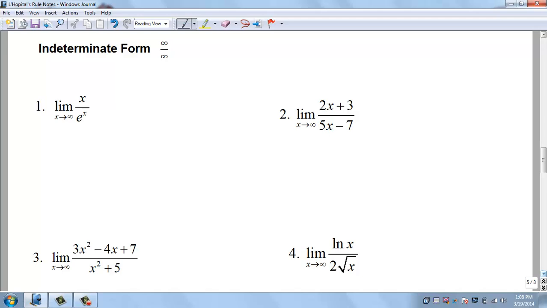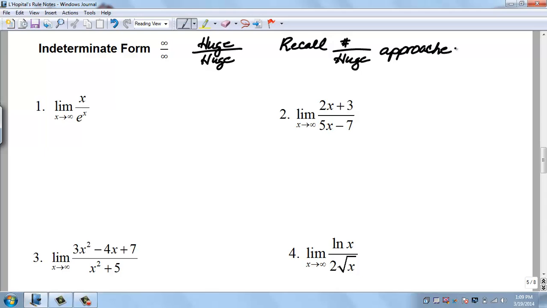Now, remember when I do this, it's basically huge over huge. And just recall that if I take a number of anything and divide it by huge, it essentially approaches 0. Don't forget that. Because if I keep cutting a number into larger and larger pieces, it gets smaller and smaller and smaller. Okay? So let's look at this.